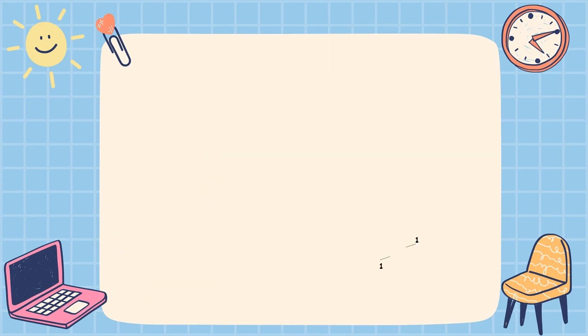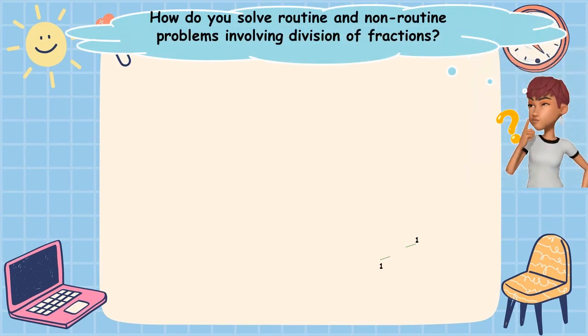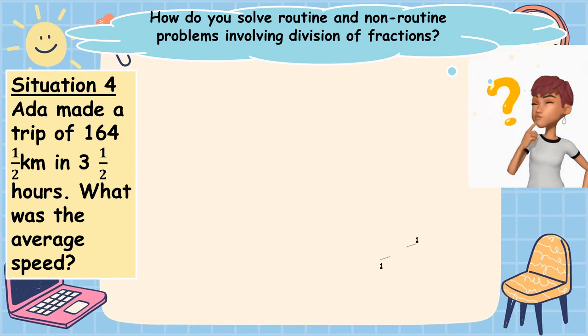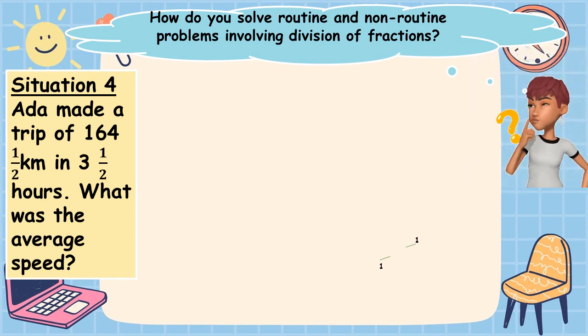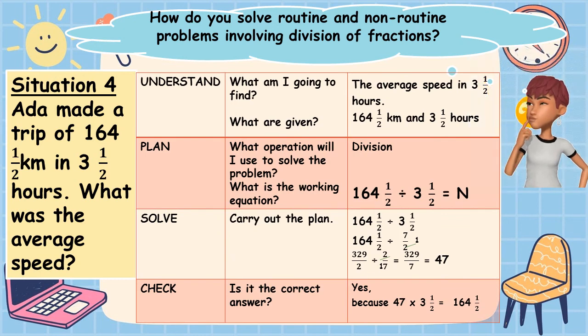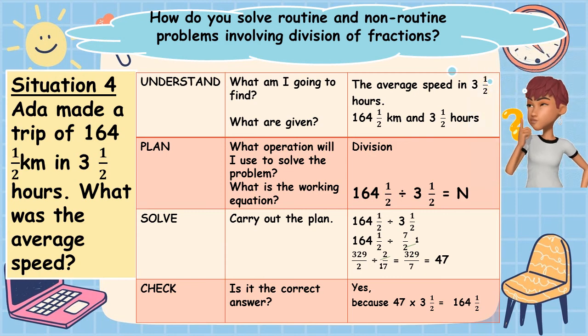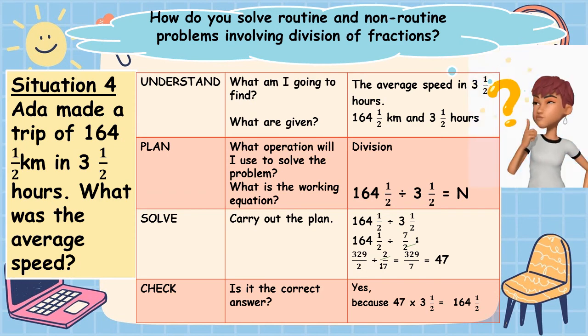Let us now proceed on how to solve routine and non-routine problems involving division of fractions. The problem is Adam made a trip of 164.5 kilometers in 3.5 hours. What was the average speed? For us to solve this problem, we have to follow the 4-step plan, which is understand, plan, solve, and check. So for understand, we have two questions. What is asked, or what are you going to find? That is the average speed in 3.5 hours. What are the given facts? It is 164.5 kilometers in 3.5 hours.